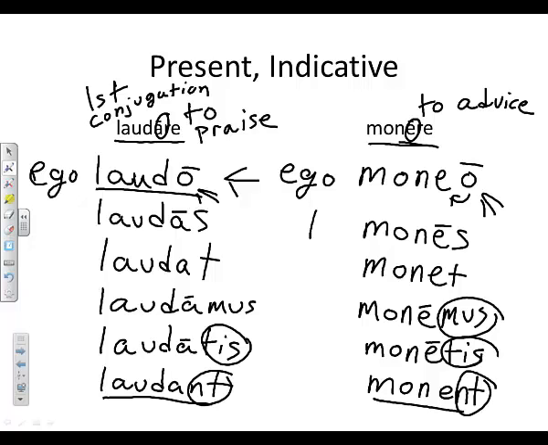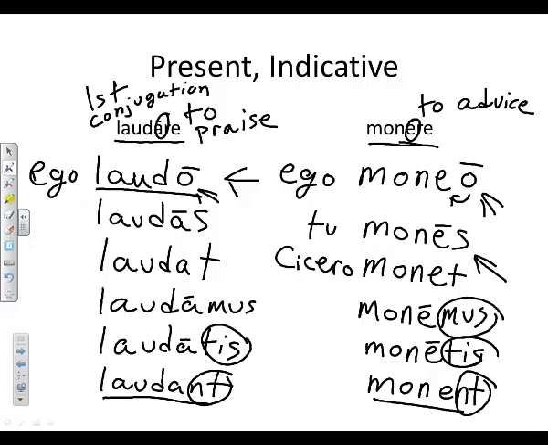You could have tu mones if you wanted to, but you don't need it. It's not necessary because you have that s, and that's second person singular, you. And the same goes for all the others. Monet might be he advises, but you don't need a name there, though you might have a name here, like Cicero monet. Cicero advises, or Cicero praises.